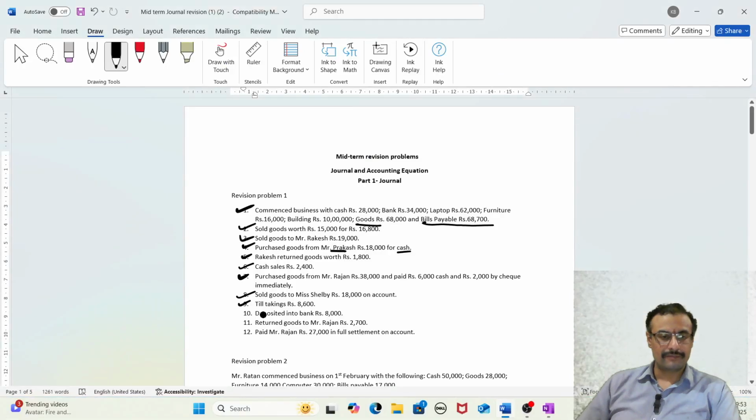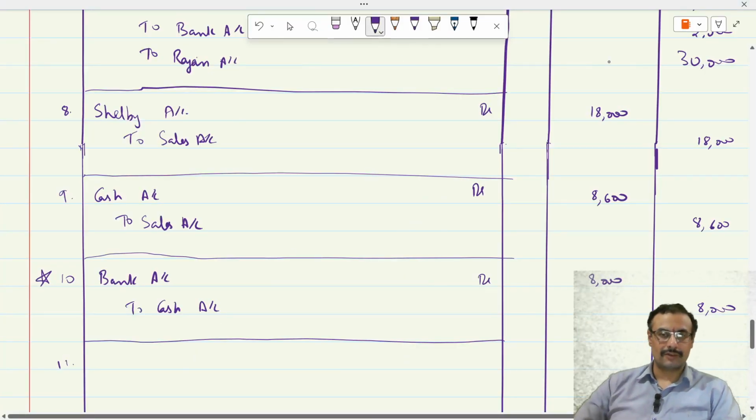Then the 11th one. In your exam, ideally there will be about 10 to 11 transactions, but I am going to give more transactions so that we will practice more. Then the 10th one done. Return goods to Mr. Rajan. So we have purchased over here 30,000. We are going to return it back.